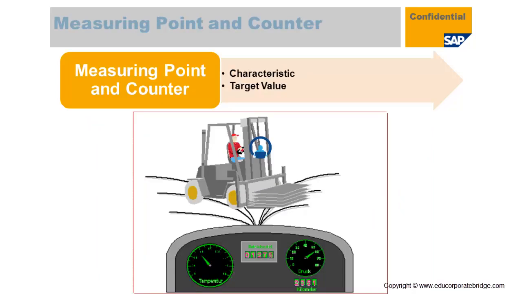Measuring points and counters have the characteristics and the target values. So what kind of motor reading or vehicle reading, how many kilometers it will run, and when it reaches a certain kilometer, the system will trigger an automatic maintenance order that can be tracked under the measuring point and the measuring counters. So for that prerequisite, you have to create a master data in the system.